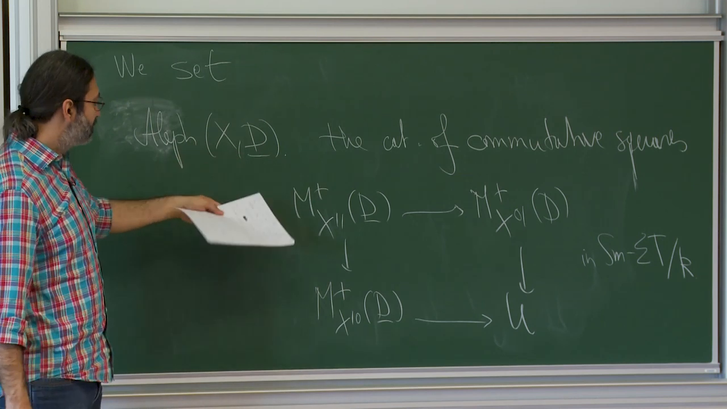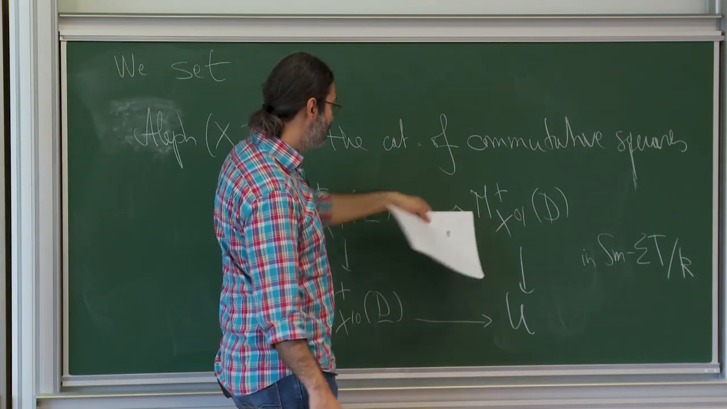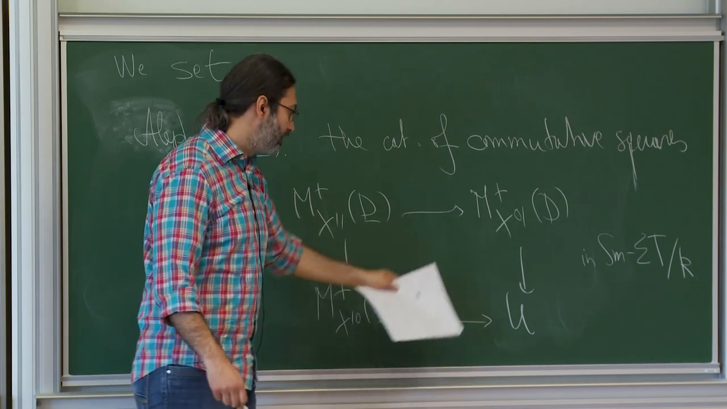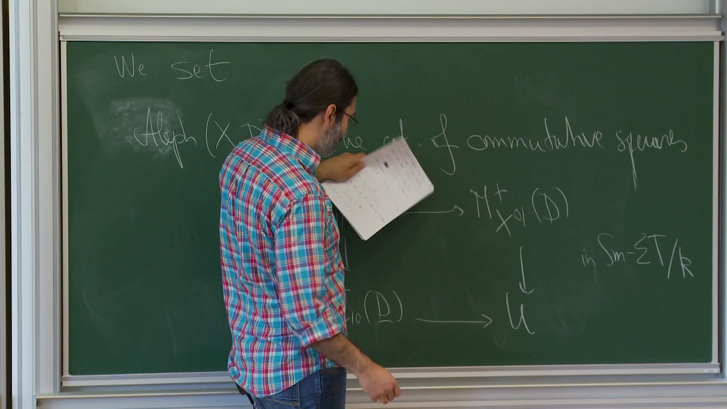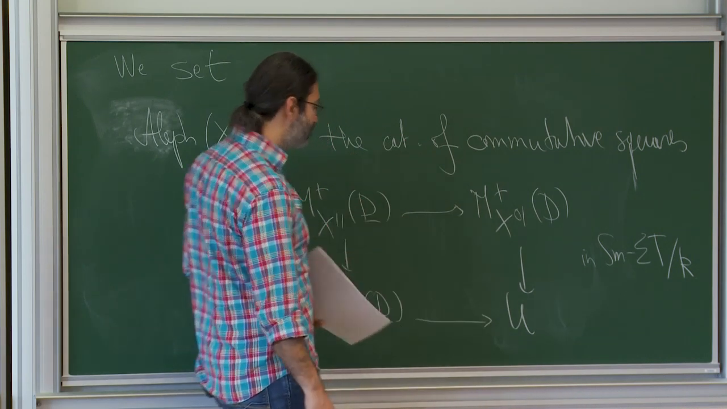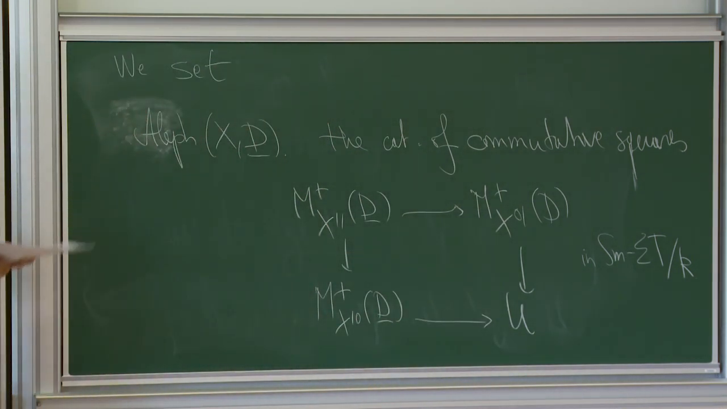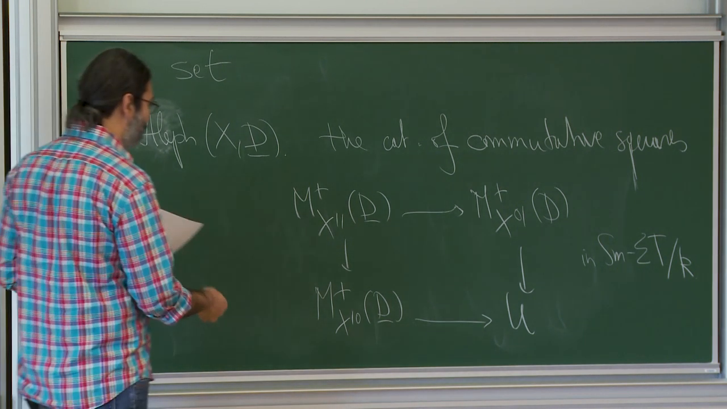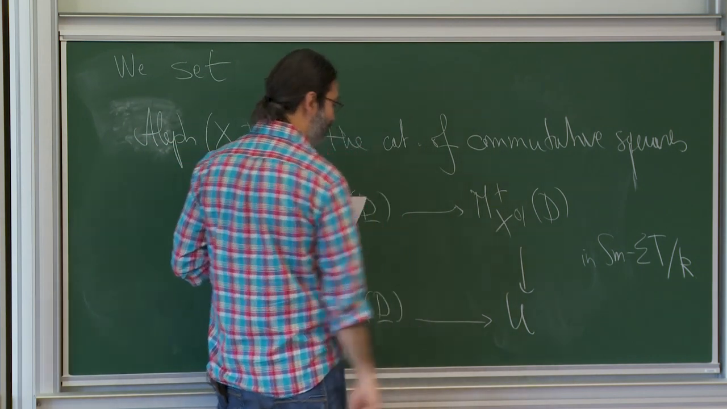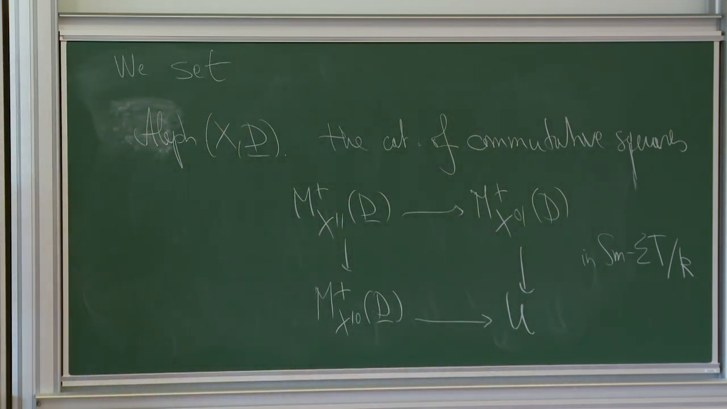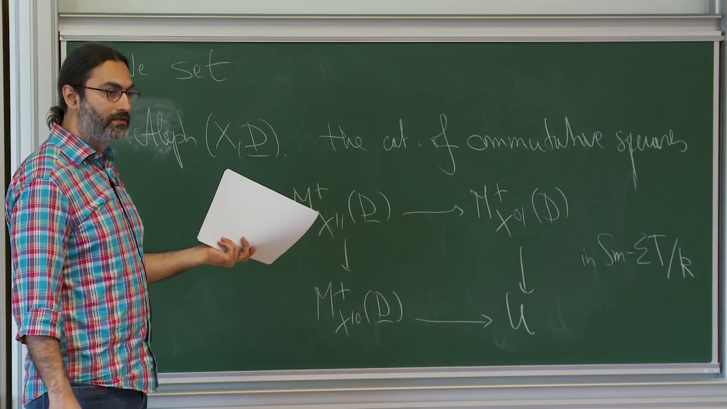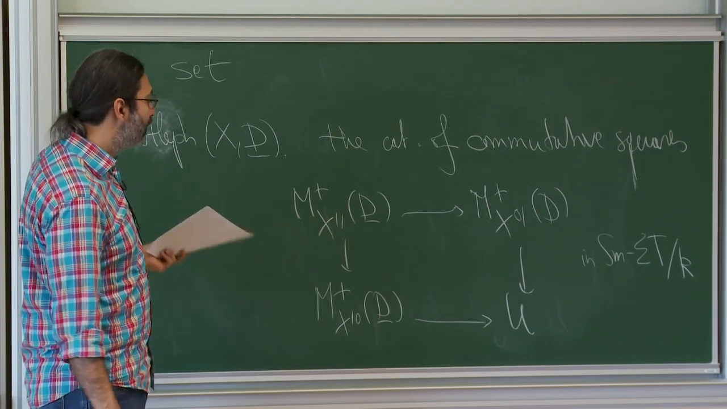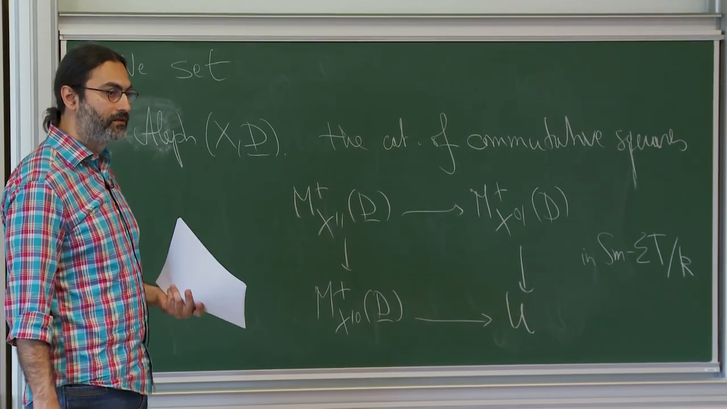Yes, so X and D are fixed. This determines these three objects, and then U is varying. Of course, if there is a push forward, there will be an initial object. In general, there will be no good colimit. So I take all these guys. Of course, there is a final object because it's just the point. There's always a final object.